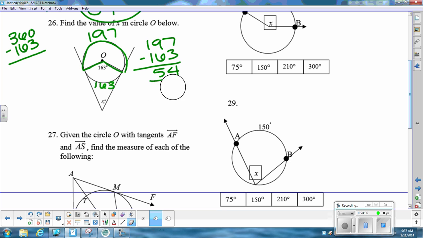Once again, my math is wrong. Sorry. This is 34 divided by 2. So x is 17 degrees.